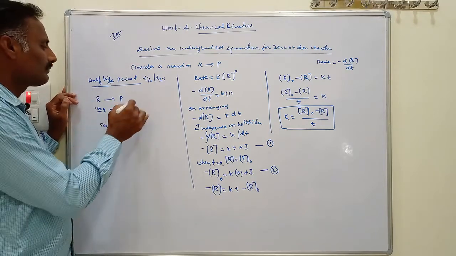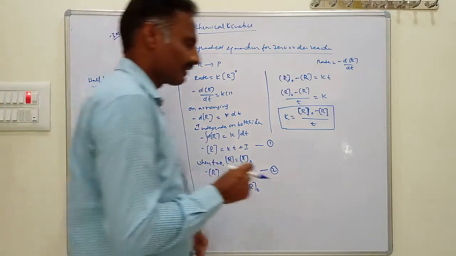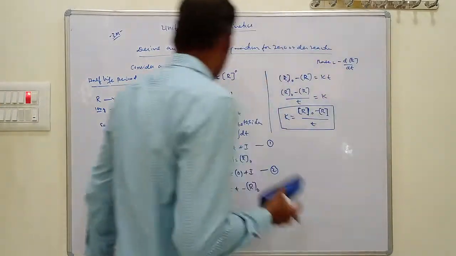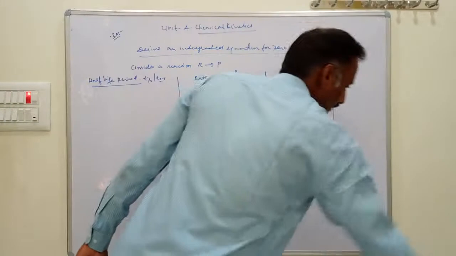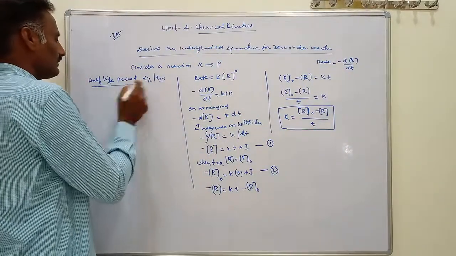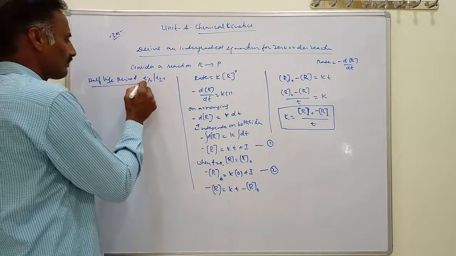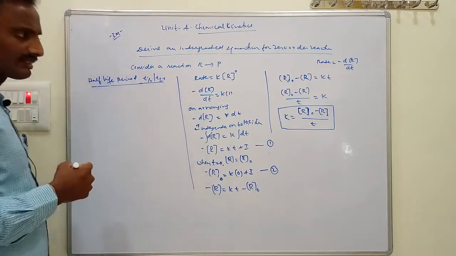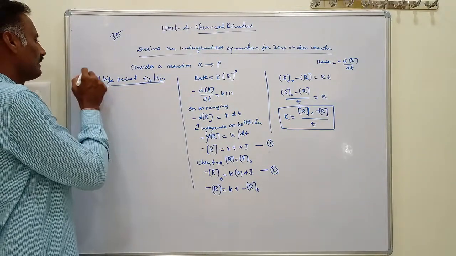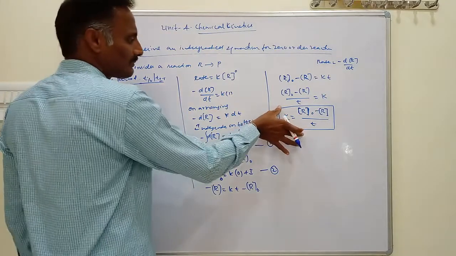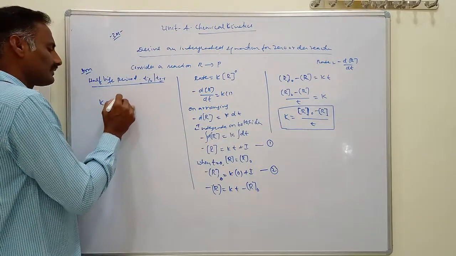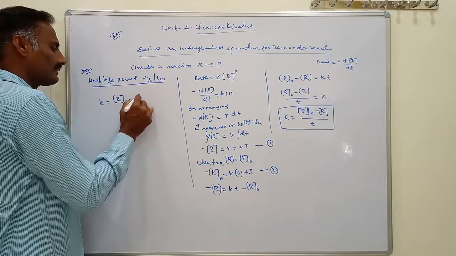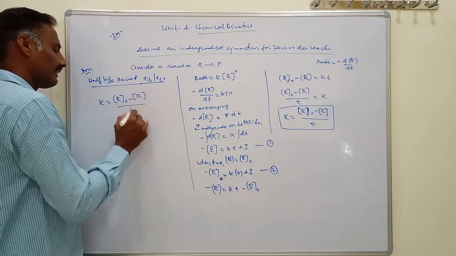Then the half-life period expression for this zero order reaction can be derived as follows. This also carries 3 marks: derive the half-life period equation for zero order reaction. Questions like this are asked for 3 marks. How to derive? We know the integrated rate equation for zero order reaction is K equals R naught minus R by T.